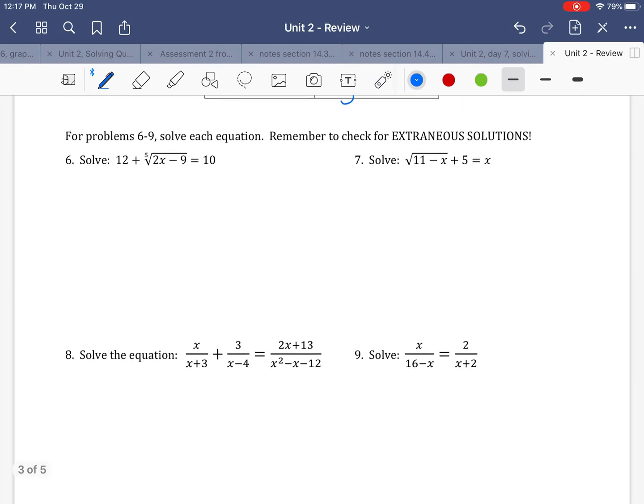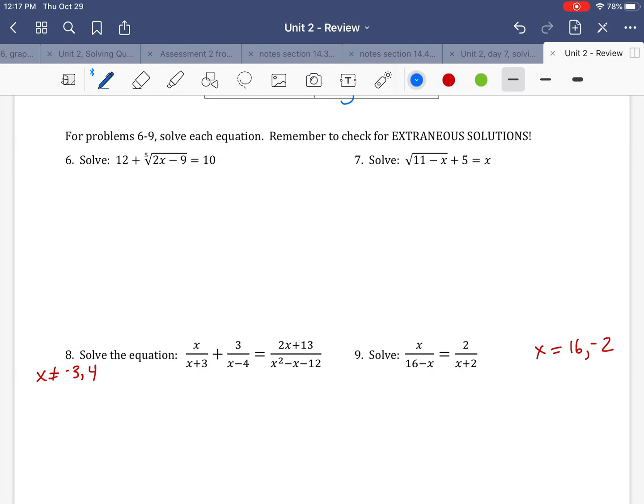All right, for these next 4 problems, you want to solve them, but remember to check for extraneous solutions. So in these problems at the bottom, number 8 and number 9, I can already tell answers that I will not accept. For this problem, x can never be negative 3 and 4 because of the denominators. And over here, x could never be 16 or negative 2 because they make the denominator 0. So those are things to watch out for.